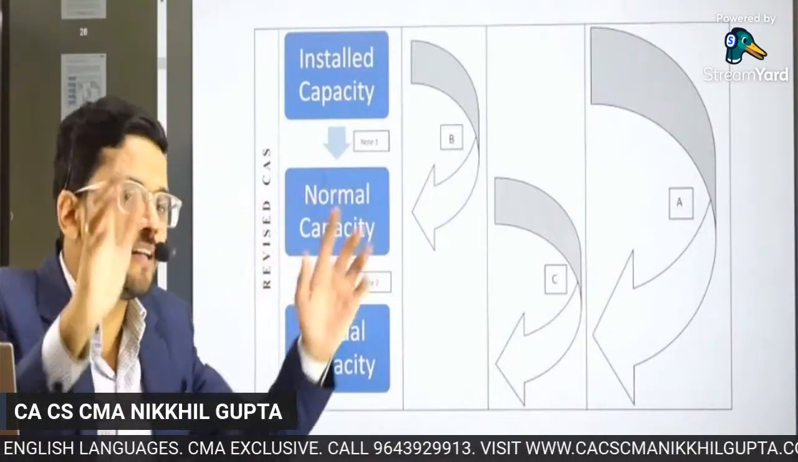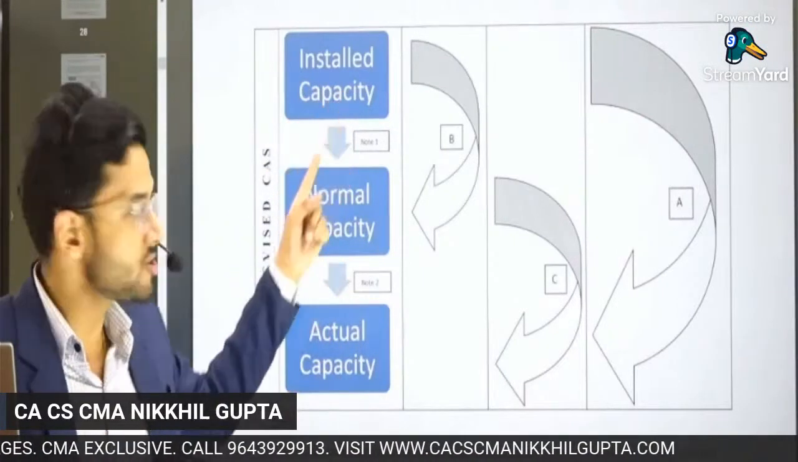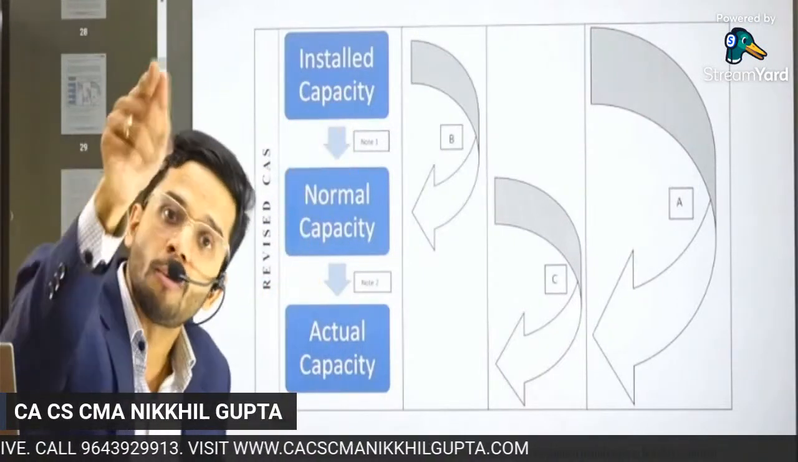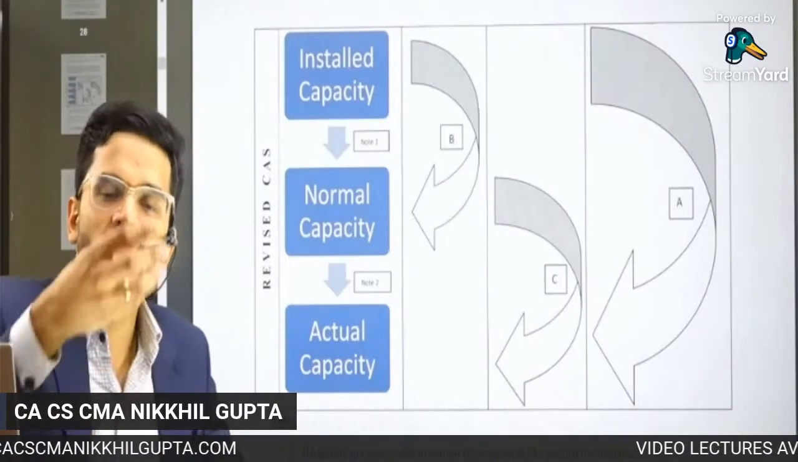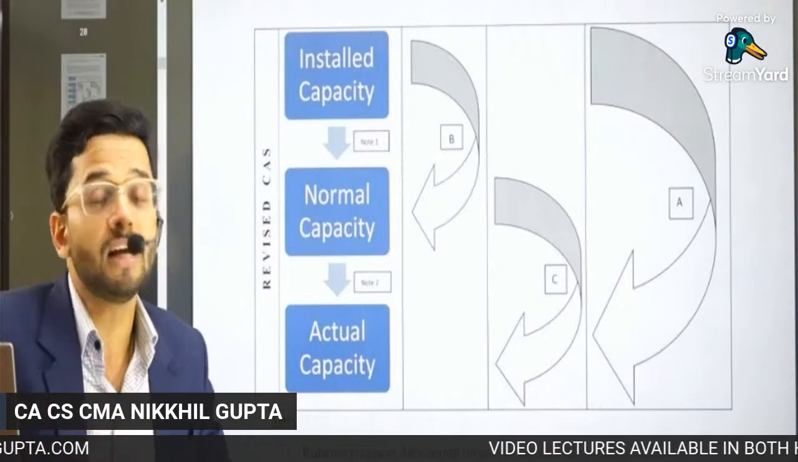So what should be our target? Should our target be installed capacity utilization or normal capacity utilization? It should be normal capacity utilization. That is the capacity which we can attain, which we can actually think that we can achieve.